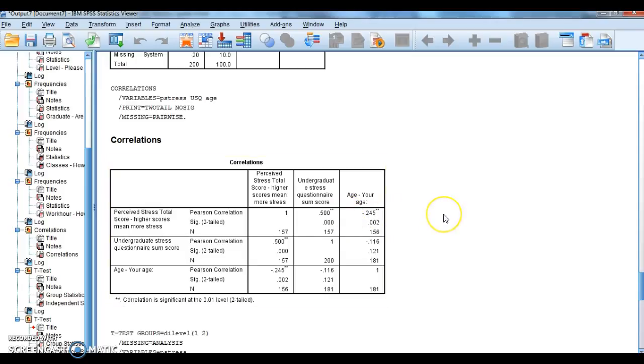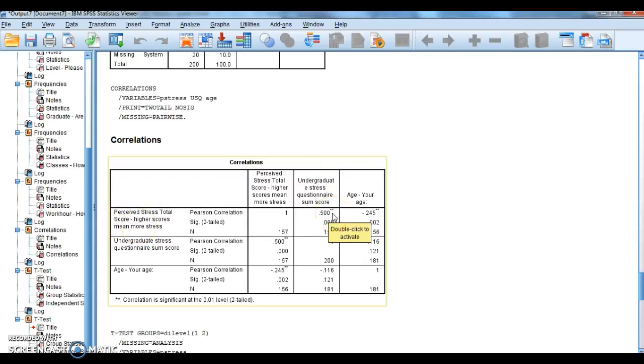We also can talk about in correlation the magnitude of the correlation. The higher the correlation, the stronger the relationship between two variables. Now, a correlation has to be between -1 and +1. So if you're ever doing a correlation by hand and you get 2, you know you did something wrong. But this is a good example of magnitude. This is actually a pretty high magnitude for the relationship between our undergraduate stress questionnaire and our perceived stress questionnaire. And what that means is that we have a pretty strong relationship between the number of events a person goes through and their perception of their stress.